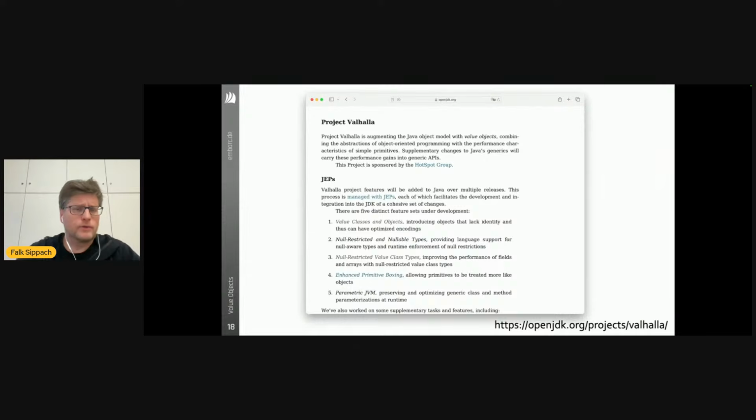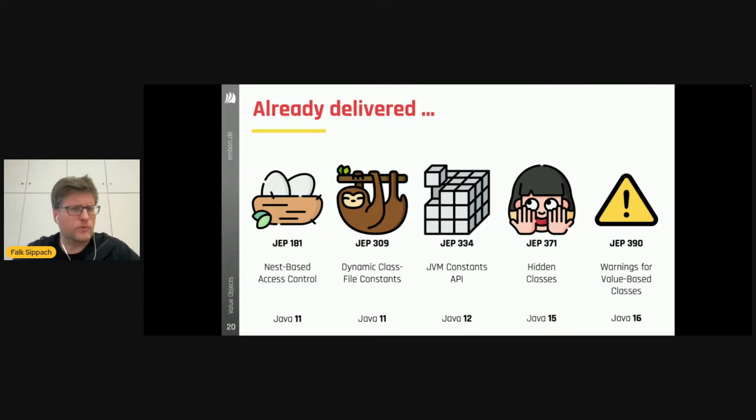Yeah, there's the URL to go to the project, and there is some more information, and we will talk about it. For example, there are already a few JEPs. JEP is JDK Enhancement Proposal. So a few features got delivered in the last years. A few were for Java 11, 12, one for Java 15, and the last one for Java 16.